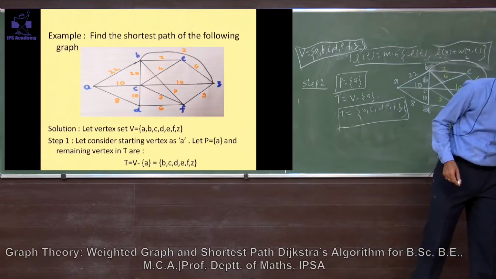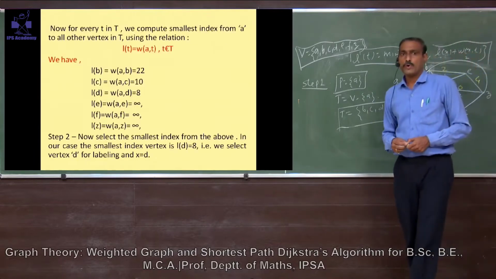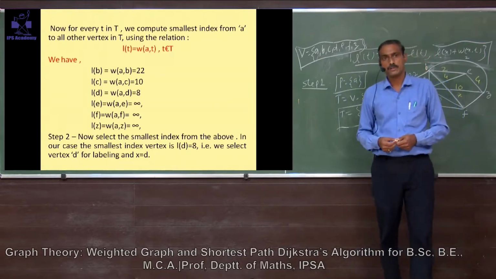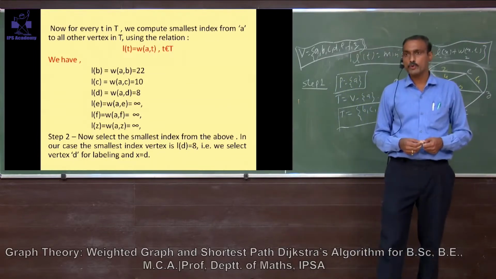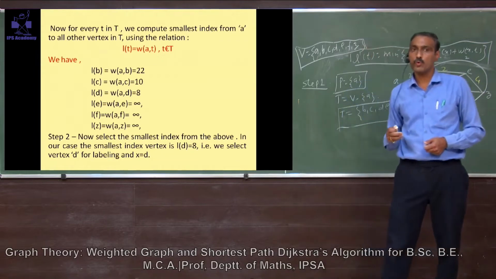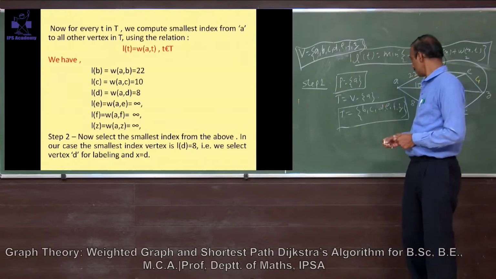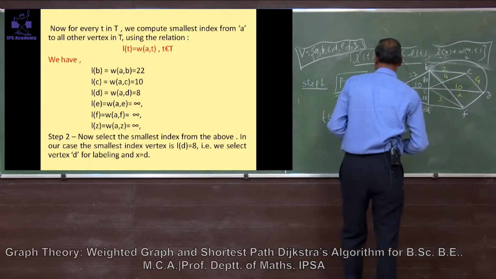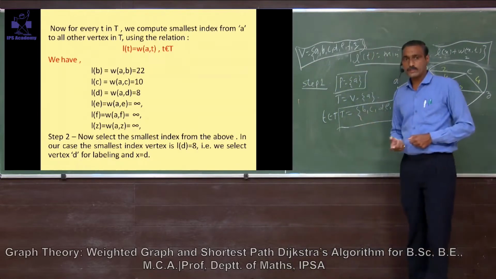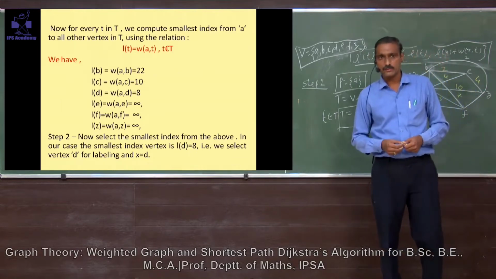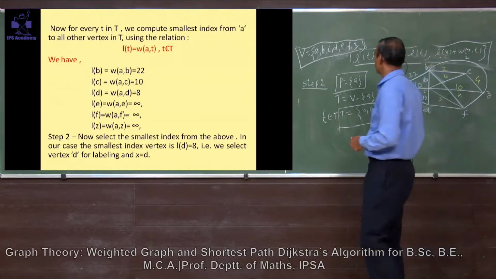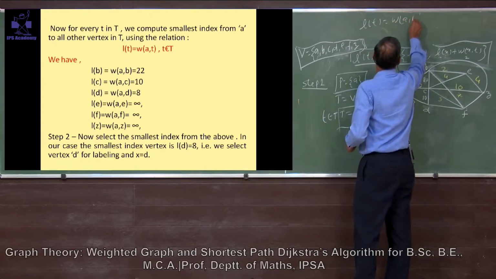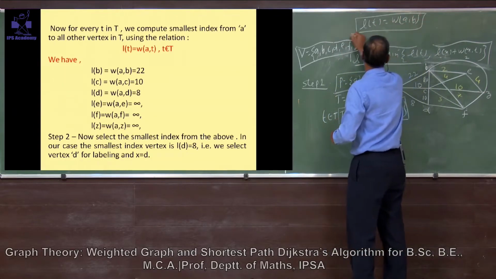The next step is, now for every t in T, we compute the smallest index from A to all other vertices in T. So now we have to find the weight of the edges from A to all other vertices, given by the relation L of t equals W(A, t). We are using this formula here.